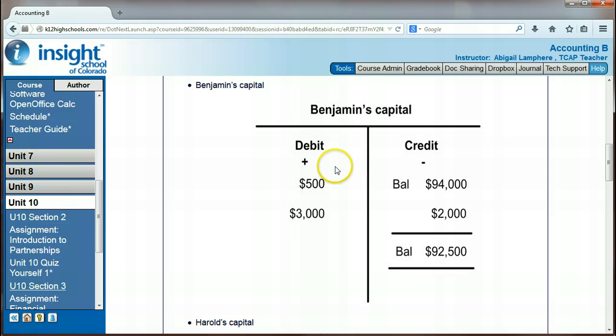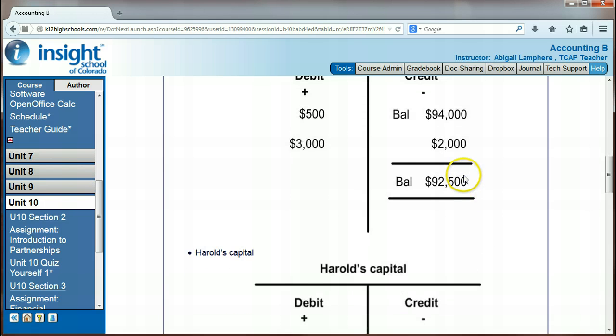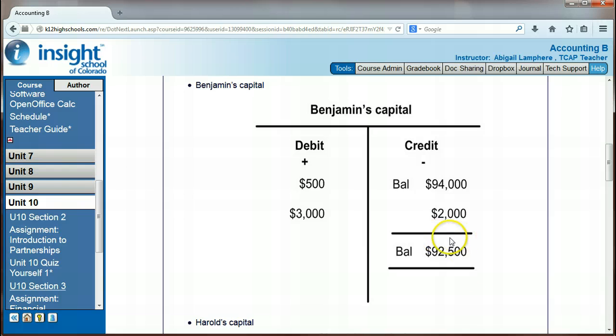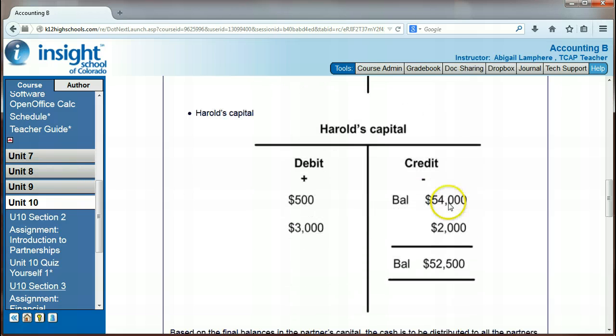Ben's capital, same thing. We had a balance of $94,000. We had to debit $500 when we took a loss on the accounts receivable. We had to debit $3,000 when we took a loss on merchandise inventory. And we got a credit, or a gain, when we sold the equipment. So these symbols are backwards. We all know that a capital account increases on the credit side and decreases on the debit side, so don't pay attention to those. But that gives us an ending balance of Ben's capital account of $92,500.